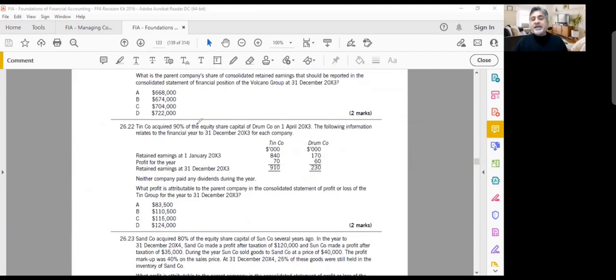Tin company acquired 90% of the equity share capital of Drum on 1st April 2003. The following information relates to the financial year at 31st December 2003. So it makes 9 months of acquisition. You've got a 9-month post-acquisition period. Retained earnings 840, profit for the year 79,000, whatever.